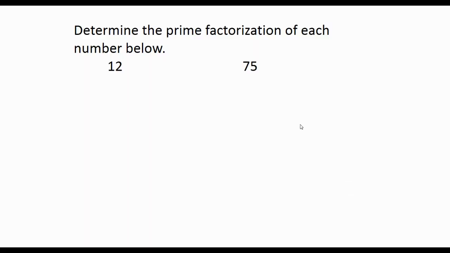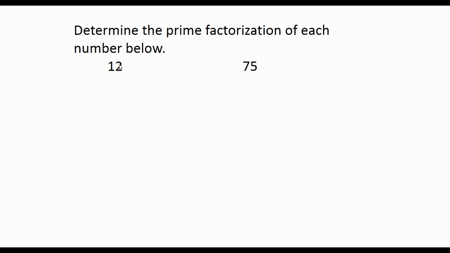Okay, now we're going to talk about prime factorization. We're going to utilize what we just learned about factors and what we learned about prime and composite numbers to figure out the prime factorization of a number. You might have seen this before. To figure out the prime factorization of a number, what we do is we make a factor tree.